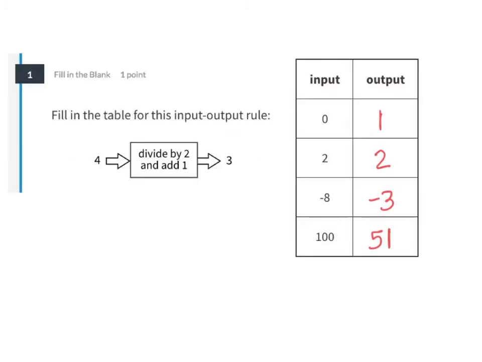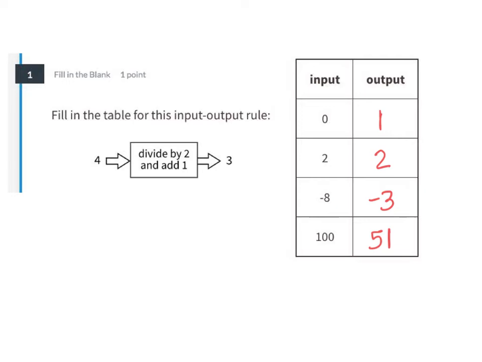So here is number 1. Number 1's kind of self-explanatory. We're putting into the function divide by 2, press enter, then add 1, press enter, and then you find your final answer. So we put in 0, we get 1. We put in 2, we get 2. Put in -8, we get -3, and then 100 gives 51.